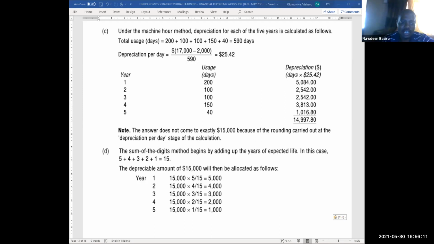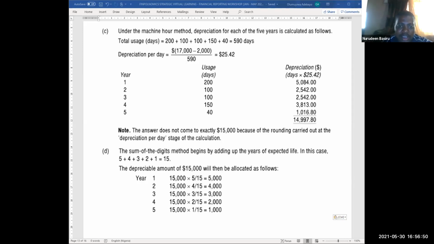For the sum of the year digits method, it looks into the number of years that the asset will be put into use. And we have from first year to fifth year. We now use those years, we place it as digits, meaning 1, 2, 3, 4, 5. Then we take summation of all the numbers that the assets will be put into use, which is equal to 15.